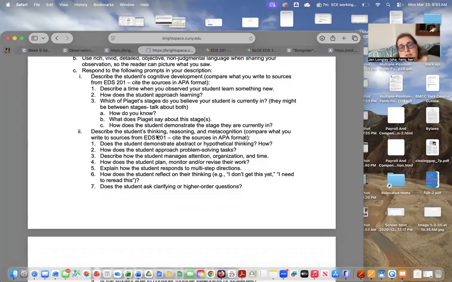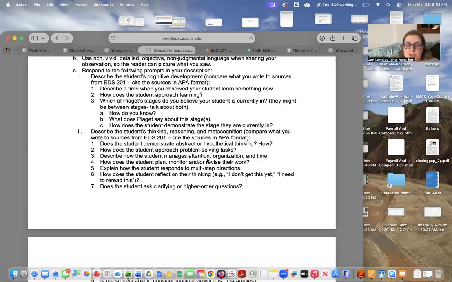So then describe the student's thinking, reasoning, and metacognitive skills. Again, compare this to EDS 201. Okay. Does the student demonstrate abstract or hypothetical thinking? How? How does the student approach problem-solving tasks? Do they have a systematic problem-solving strategy that they can employ independently, or do they need supports to do that? Or do they have another way to solve problems?